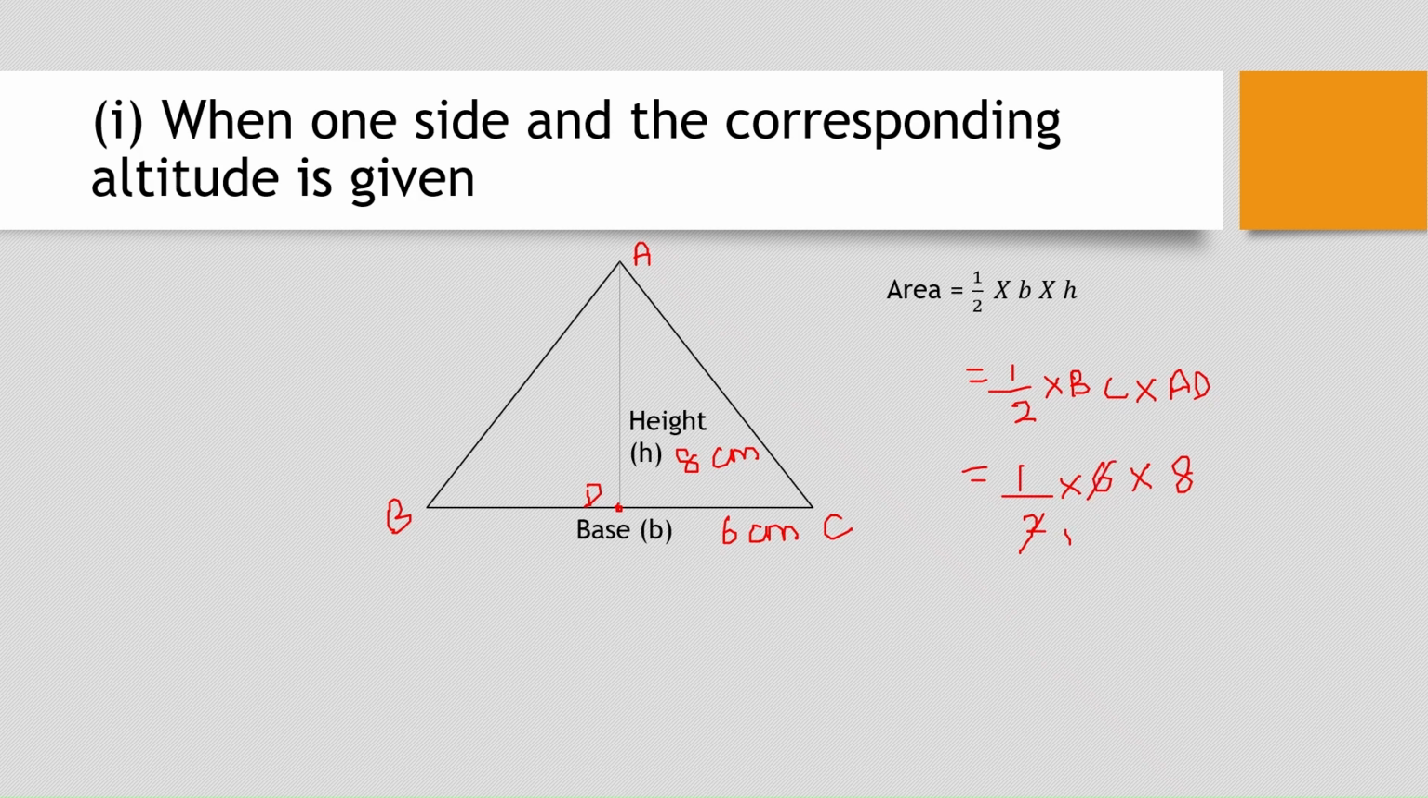So now we can cancel. 2 ones are 2 and 2 threes are 6. So multiply 3 into 8. It's how much? It's nothing but 24. And how to write the unit whenever you are finding an area? It should be a square unit. Since here it's centimeter, so you have to write as centimeter square.